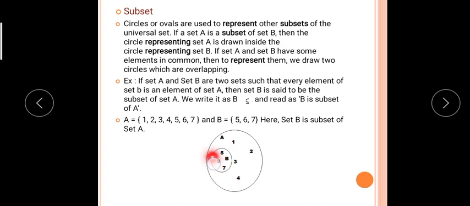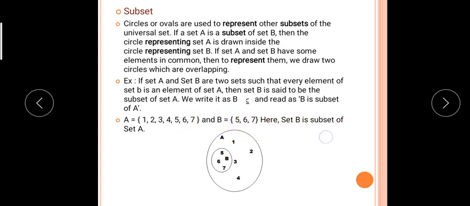Students, this is the bigger circle. Listen, these two circles, or ovals, are overlapping each other. Now look at the bigger one. The bigger circle is A, and the smaller circle is B. So B is a subset of set A, because B has the elements 5, 6, 7, which are the same elements of set A.